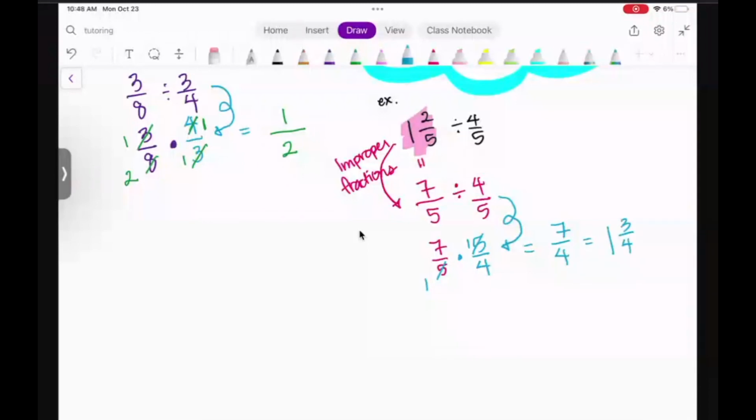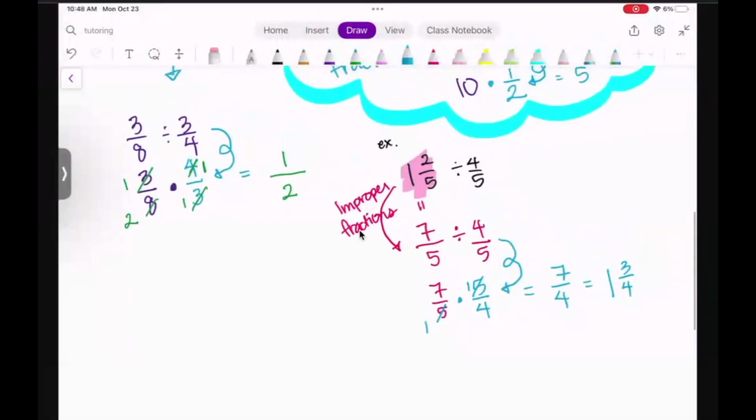Like if I had 7/4 of a brownie, how many whole pans of brownies do I have? I have 1 whole and then 3/4.